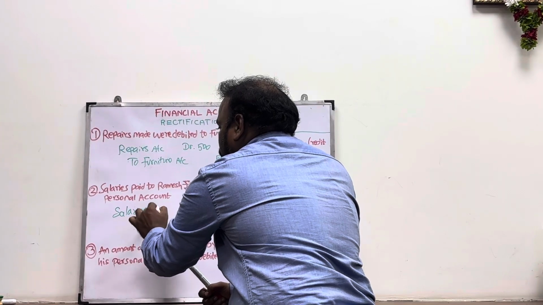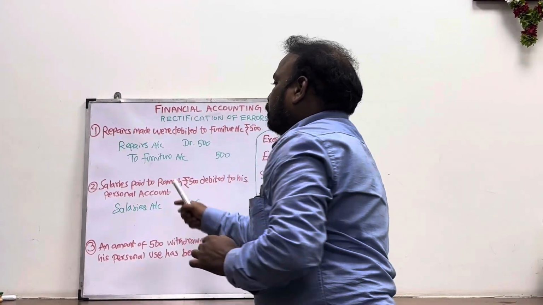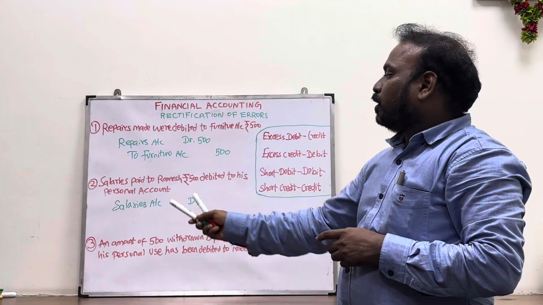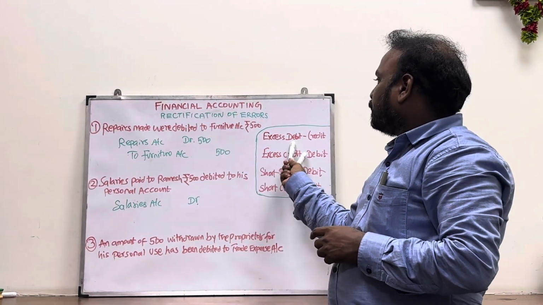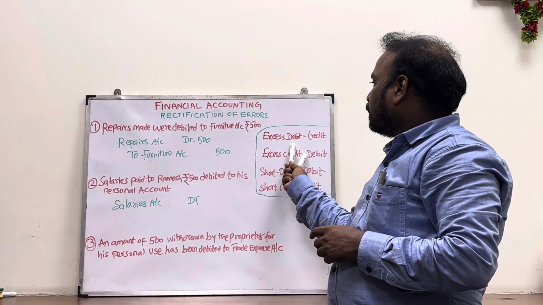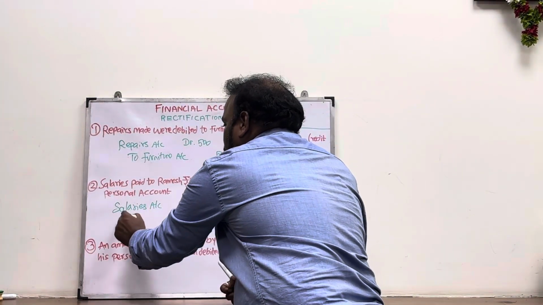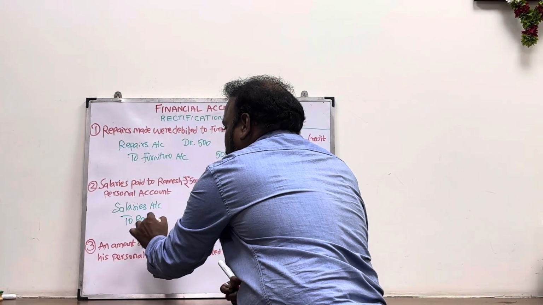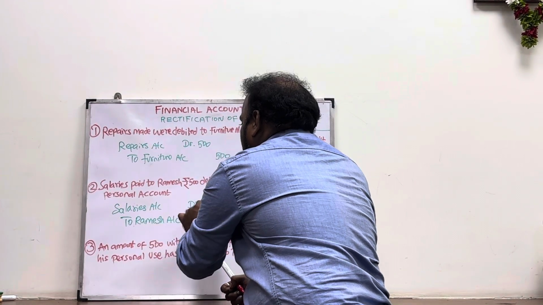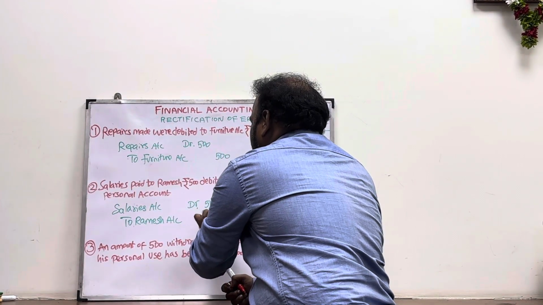Then Ramesh account is wrongly debited. So wrong means what? Excess. So wrongly debited means excess debit. To cancel the error, we need to credit the concern account. So Ramesh account is to be credited. So the rectifying entry is salary account to Ramesh account 500.